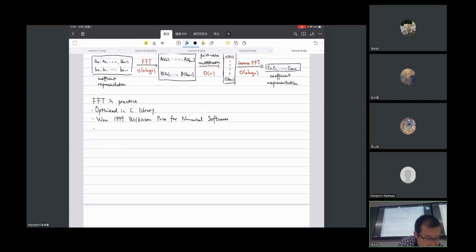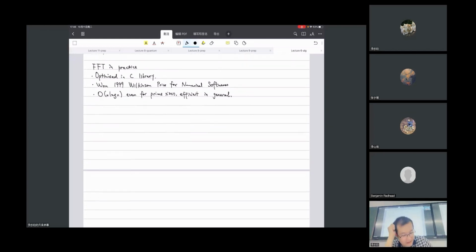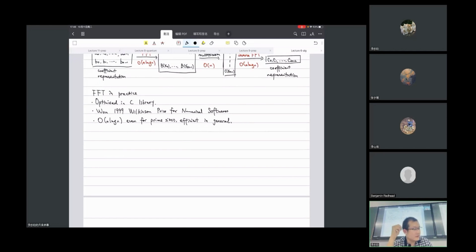We have been assuming that n is a power of 2. If it's not a power of 2, we just assume that some of the coefficients are 0. This is definitely not a very efficient way, but in general people have really optimized this hard. Asymptotically, we know that in general for n, the cost is O(n log n). There are good O(n log n) algorithms even for prime sizes, and this is efficient in general from an engineering perspective.